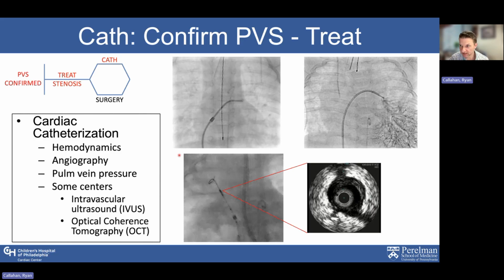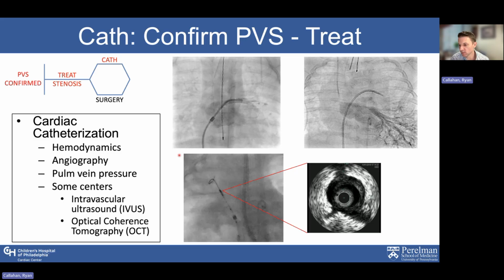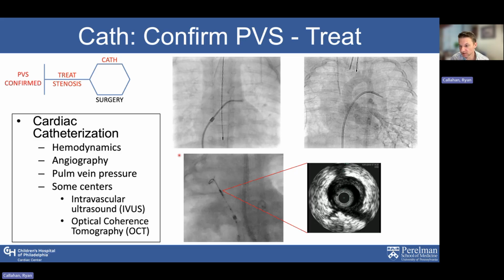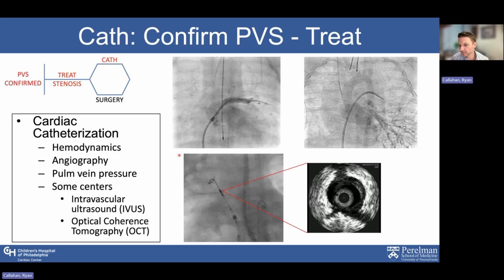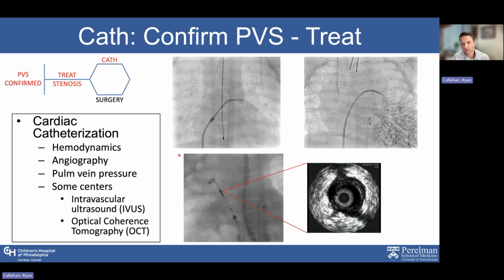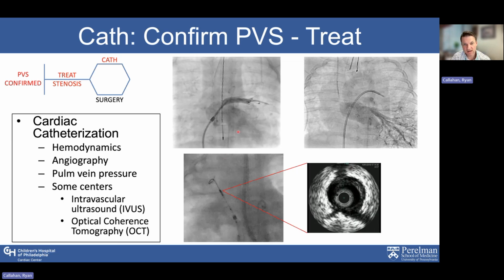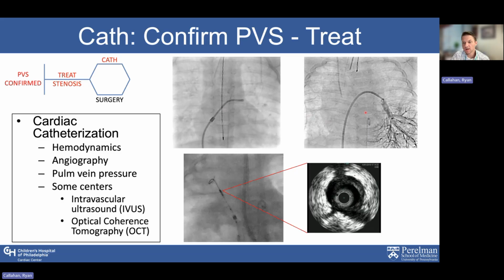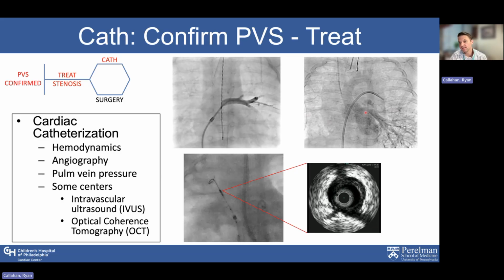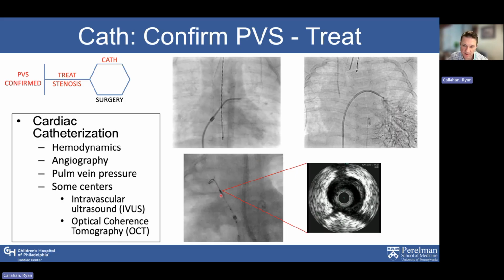And so we can get a lot of information with the catheterization. We can collect exact numbers of pulmonary hypertension in the lungs, and the severity of pulmonary vein stenosis by putting the catheter inside the vein and measuring the pressure. We take pictures of the pulmonary veins, as you see here, showing narrowing at the left upper, and in this instance, narrowing at the left lower. We can look at the wall of the vein itself with a tiny little ultrasound probe. This is called intravascular ultrasound.